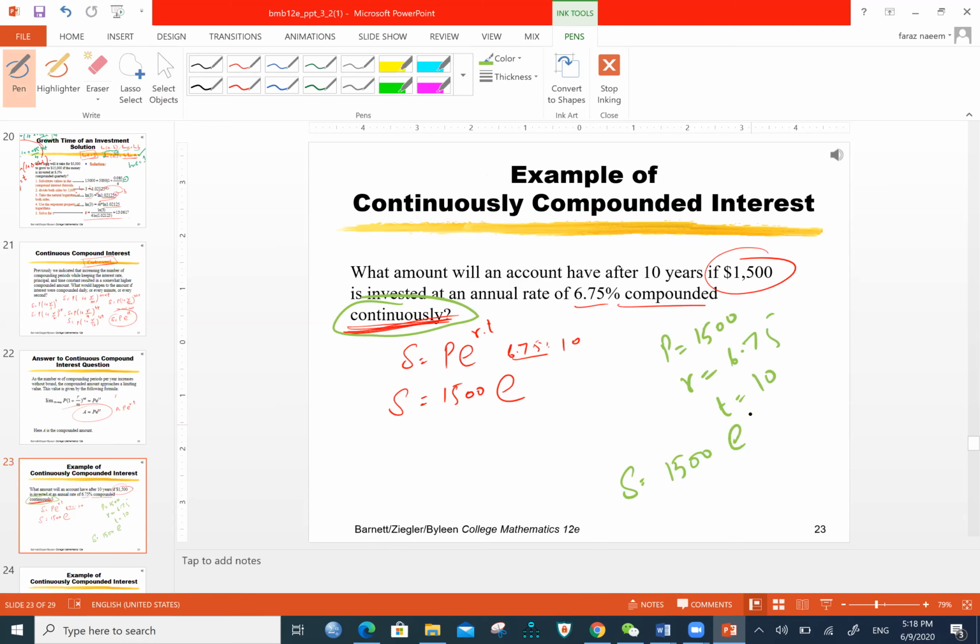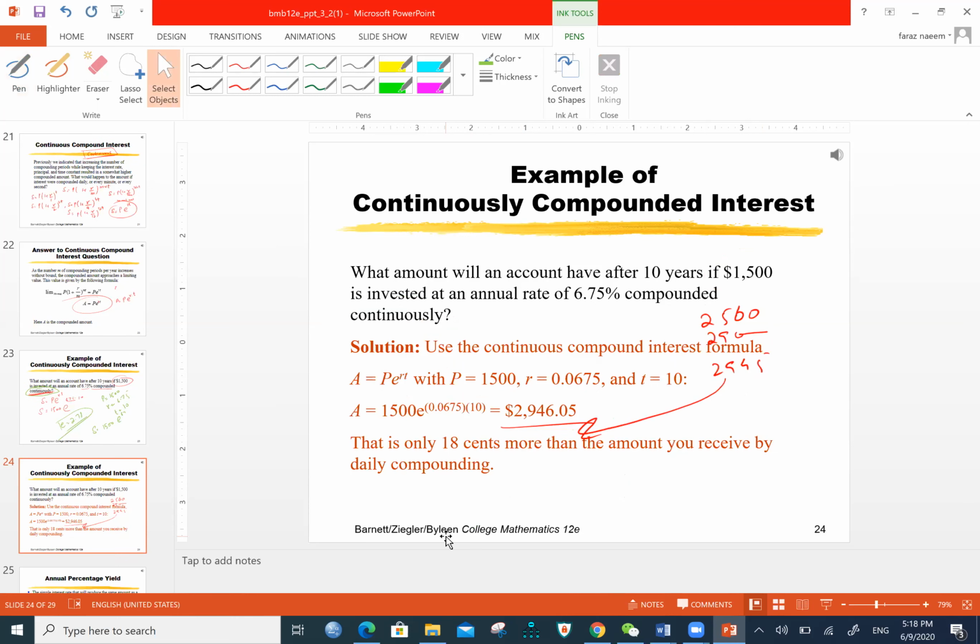In your calculator, you will be given the function e. Otherwise, e equals 2.71 something. If you don't want to use 2.71, you can use the function in your calculator, take its power, and you can get the result. Understand? Yes. Okay.